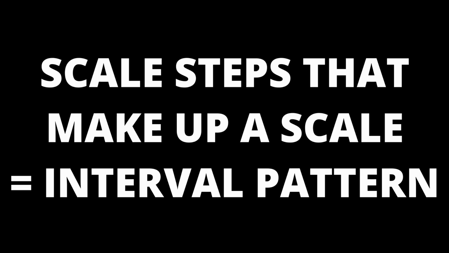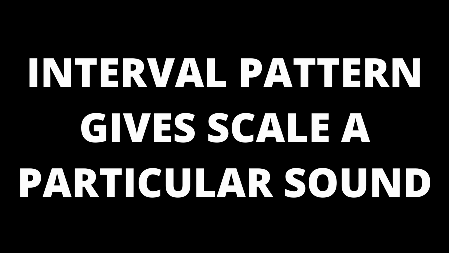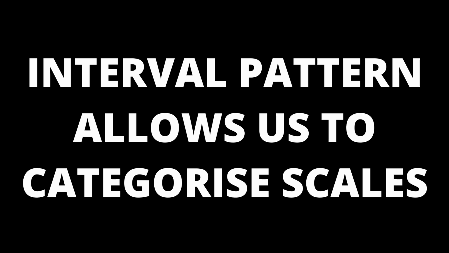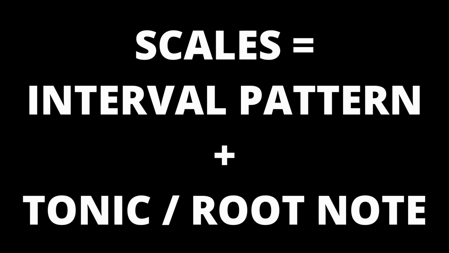The scale steps, or intervals that make up a scale, are collectively called an interval pattern. The interval pattern of a scale will give it a certain sound. These patterns are used to categorize scales in ways you may have heard before, such as major and minor. Scales are defined by their interval pattern category and the note that the scale begins on. This is referred to as its first degree or tonic. It may also be called a root note.